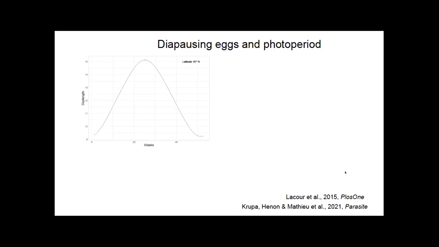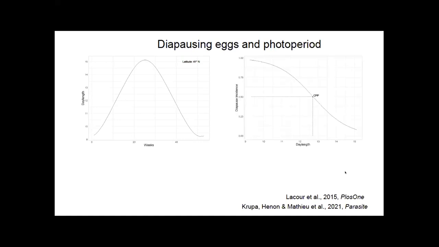Similarly, for the diapause, we consider the photoperiod. This is the profile of the day length at a latitude of 41 degrees, so more or less the latitude of Istanbul, during a year.